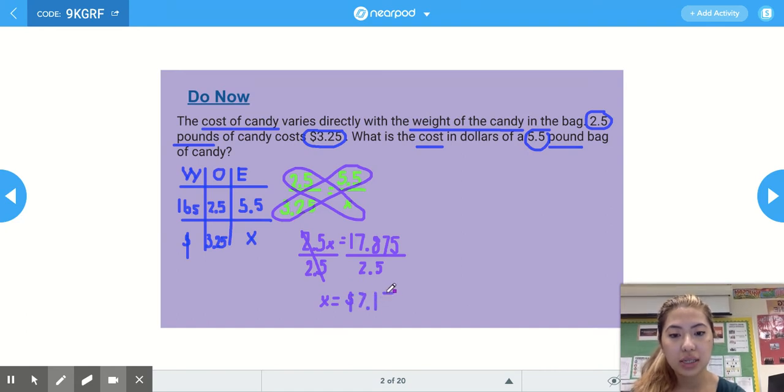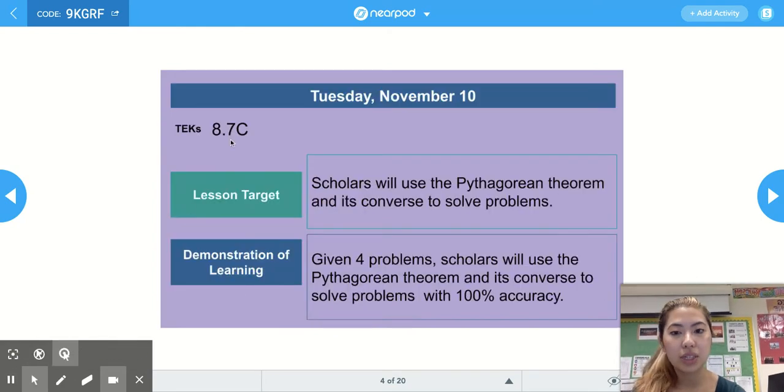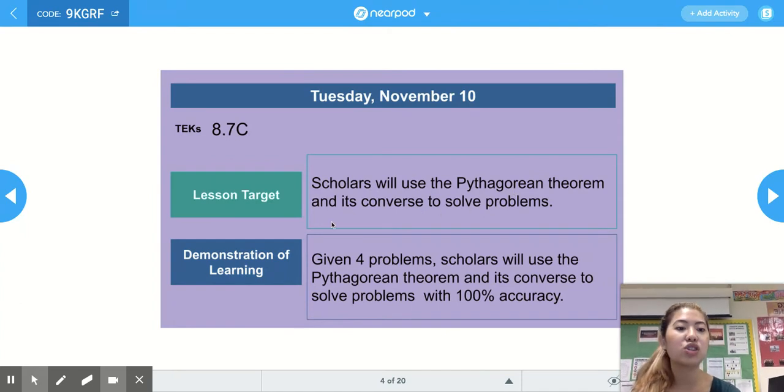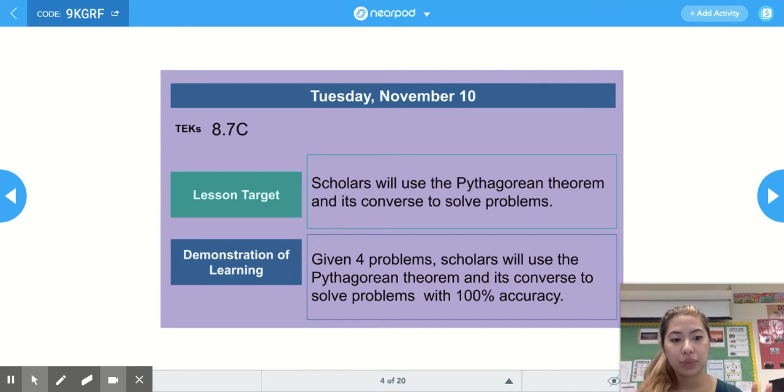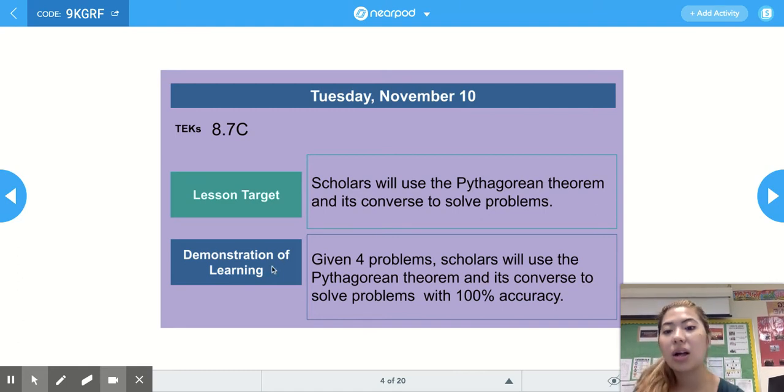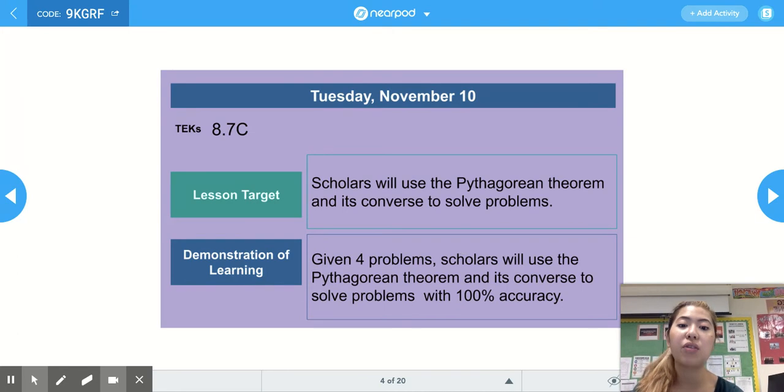So our answer is the 5.5 pound bag of candy is going to be $7.15. Today's TEK is 8.7C. Our lesson target is that scholars will use the Pythagorean theorem and its converse to solve problems. And so converse is just when you change around the numbers or the variables, the letters in a problem, when you manipulate it. And the DOL is given 4 problems. Scholars will use the Pythagorean theorem and its converse to solve problems with 100% accuracy.